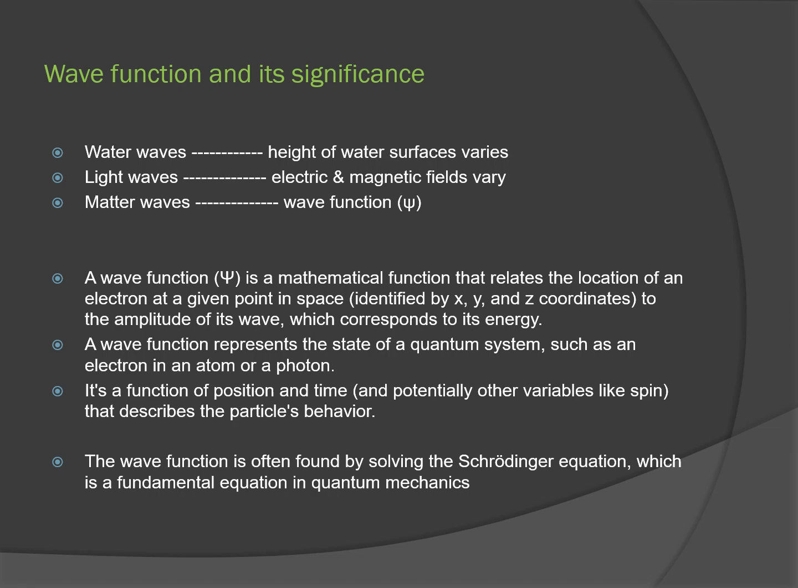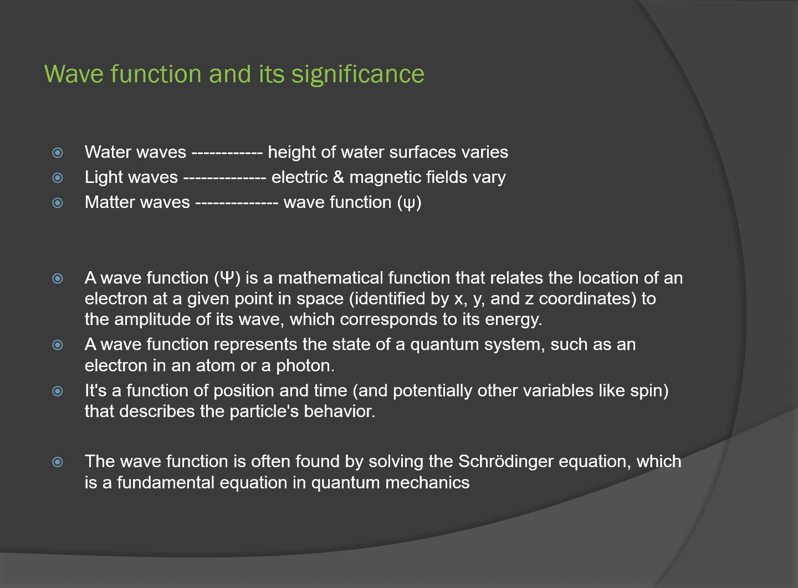With an external disturbance, you varied the height of some of the particles. That is a water wave. What about a light wave? We know that light is an electromagnetic wave. It consists of an electric field and a magnetic field, and the variation in the electric and magnetic fields gives you the light wave.